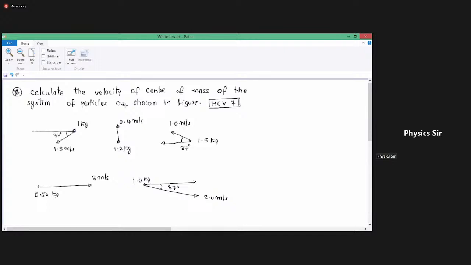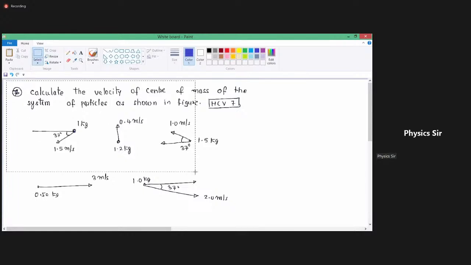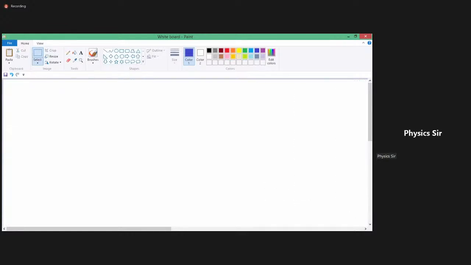Okay. Now, students, I'm starting with the second unit of this chapter, which is rotational motion. The first unit we have already completed successfully, and now we are entering the second unit of this chapter, rotational motion. Before starting with rotational motion, we just need to quickly revise what a rigid body is.